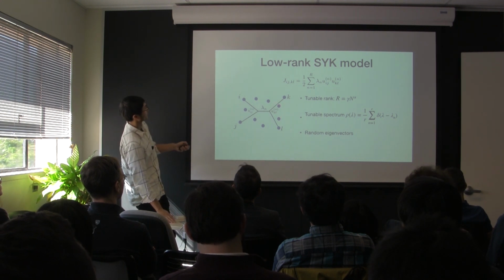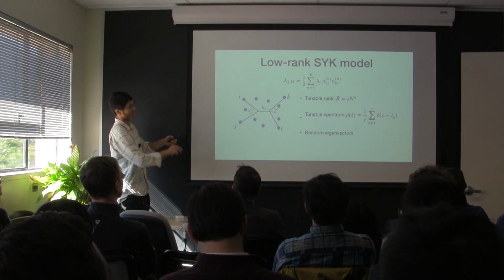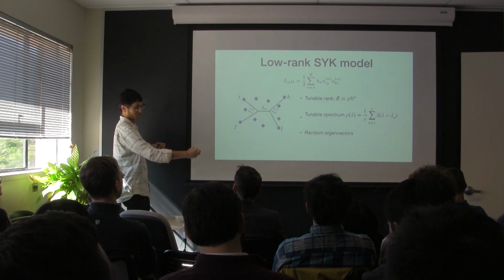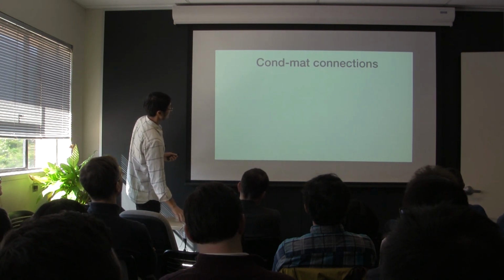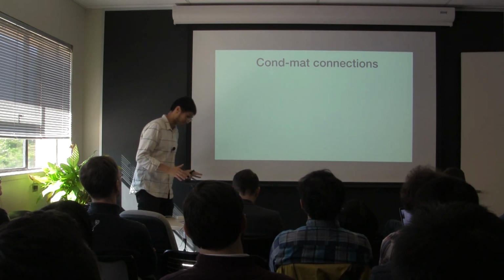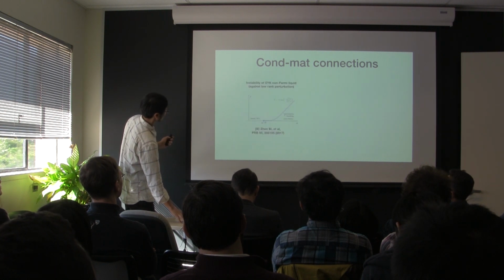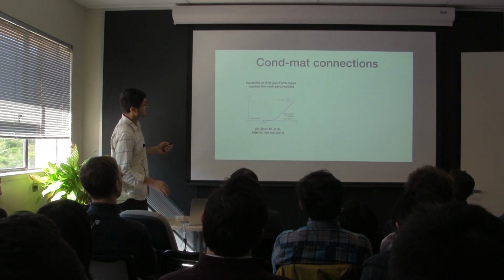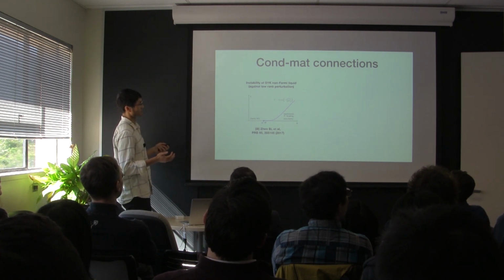So a diagram of this low rank SYK is like this. Instead of having a 4-body interaction, you just decouple it to 3-body interaction. We weren't the first people to write down this model. It has been written down before for different purposes, and the motivations were mainly condensed matter.